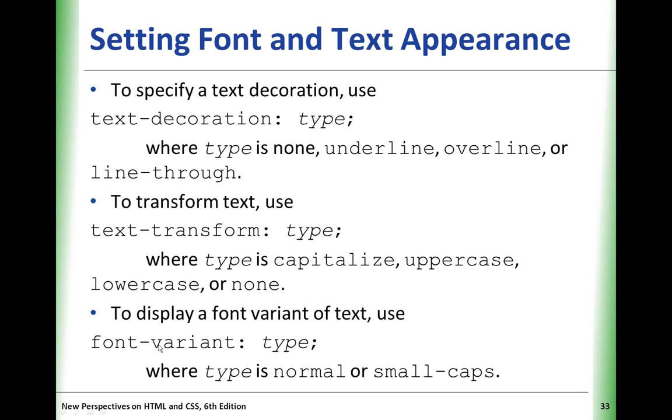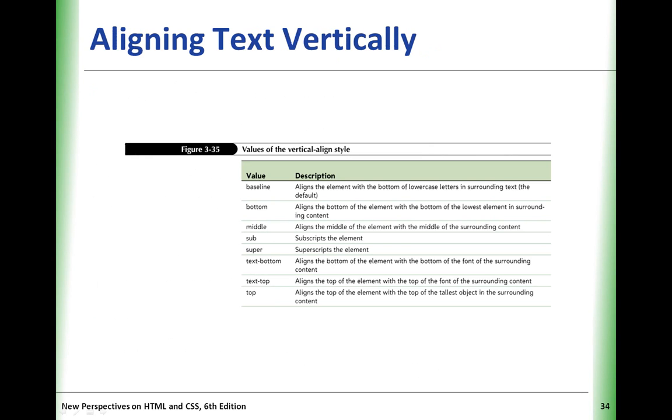We can say a font variant where it's normal or small caps. Notice our addresses for the last chapter were small caps. That's because the style sheet said font variant small caps in the address section. We can align text vertically by using any of these values. Vertical align, colon, space, baseline, bottom, middle, or sub, or superscript. We had HTML code for superscript. Now we're learning how to do it with CSS.